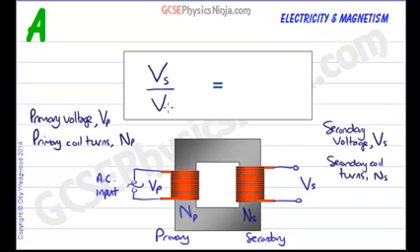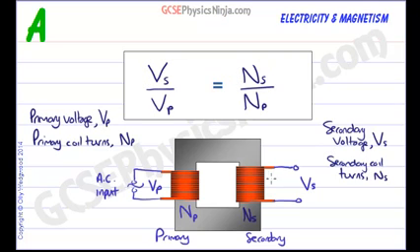The equation which links these four quantities together is that the secondary voltage, that's your output voltage, divided by your input voltage, that's your primary voltage, that ratio is the same ratio as the secondary coil number of turns to the primary coil number of turns. So if you have twice the number of turns on your secondary coil, then you will have twice the output voltage to keep these ratios the same. And you will have a step-up transformer.